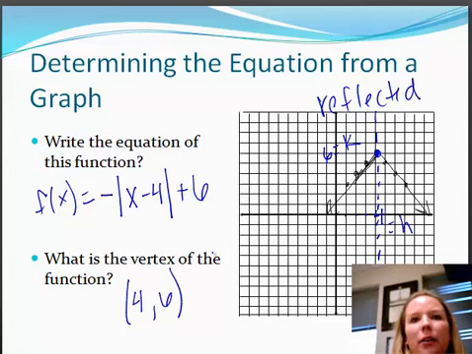So just giving a little bit more definition to our graph, knowing the vertex, we can easily come up with the equation from a graph and from a table.